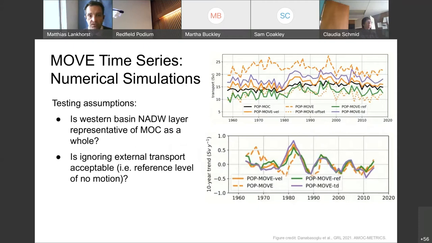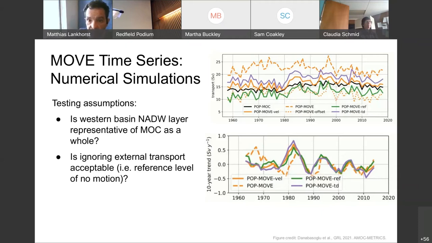In the numerical simulations, we are trying to test assumptions that go into these observations. This is a study that was led by Gokhan Danabasoglu over the past 2 or 3 years, through their AMOC metrics project. In particular, we're addressing the following assumptions. Is that western basin restricted depth NADW layer really representative of the MOC as a whole? And is it okay to ignore that external transport like I did in the previous plot?